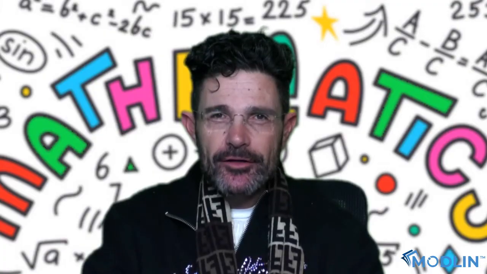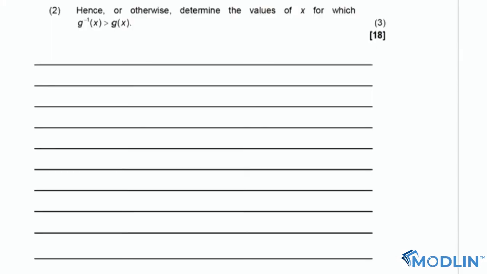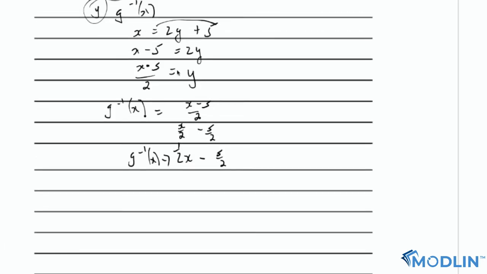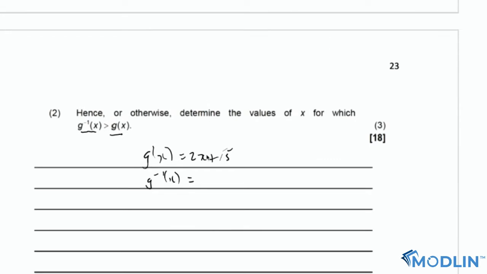Let's take a look at the last part of this question now, a very good one. It says, hence or otherwise determine the values of x for which the inverse graph is greater than the original graph. So remember your g of x graph, this was the 2x plus 5 graph. The g minus 1 graph that we've just worked out the equation for is equal to, if we look at our previous answer, a half x minus 5 over 2. So what they're saying over here is, where will this graph be above this graph?